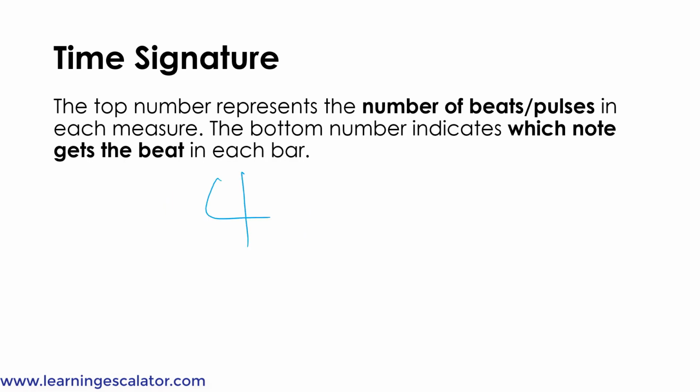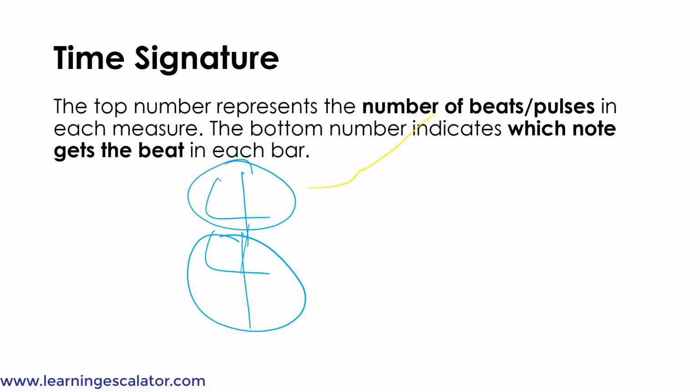There's 4/4. So there's the top number and the bottom number. The top number represents the number of beats or pulses, and the bottom number indicates which note gets the beat, and I'll be explaining more in the next few slides.